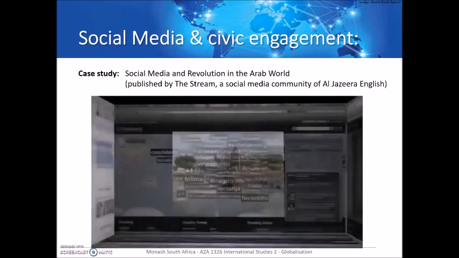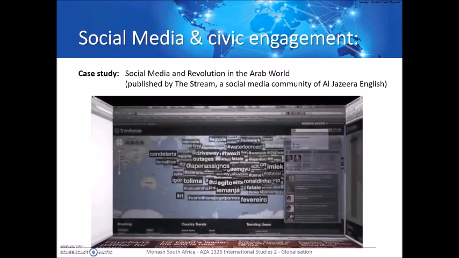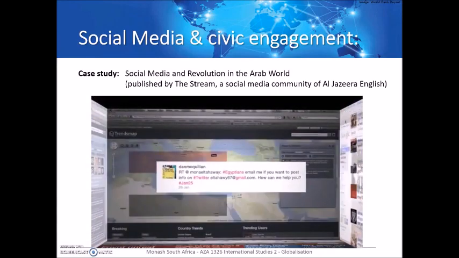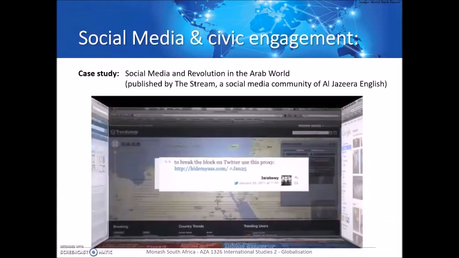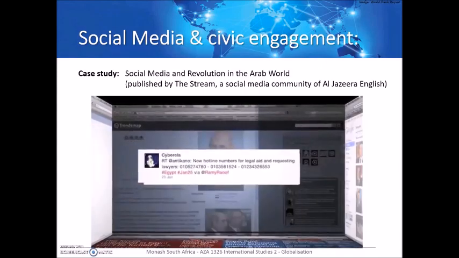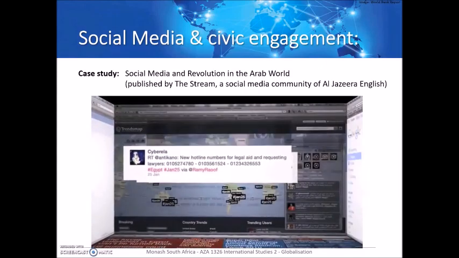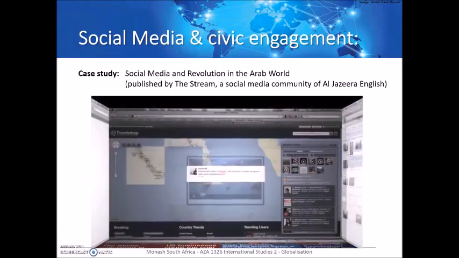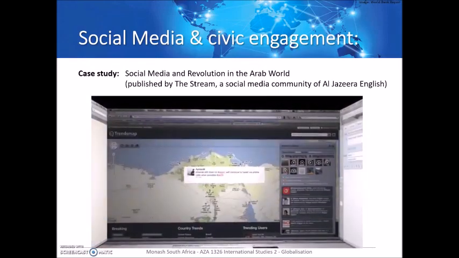A coalition of volunteers, organizations, and activists set up platforms to get the message out. Egyptians, email me if you want to post info on Twitter. To break the block on Twitter, use this proxy. Call my members for legal aid and requesting lawyers. 010. Even journalists in Egypt used their cell phones to send tweets to friends who relayed their messages.